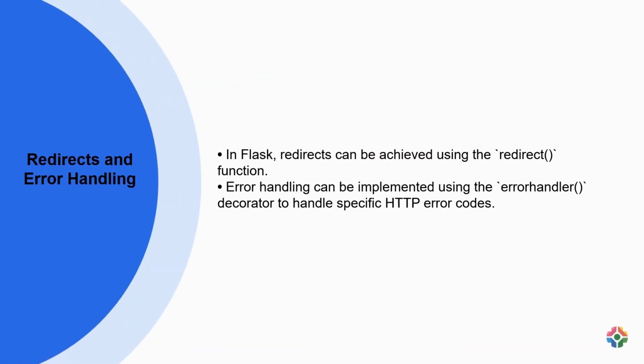Flask allows for redirects through the redirect function, which navigates users to a different page. Error handling in Flask is facilitated by utilizing the errorhandler decorator to manage particular HTTP error codes. For instance, a scenario could involve redirecting a user from a login page to a dashboard upon successful authentication using redirect. In case of a 404 error occurring when a page is not found, the errorhandler decorator could handle this by displaying a custom error page. Through these functionalities, Flask maintains a streamlined and user-friendly web application experience.